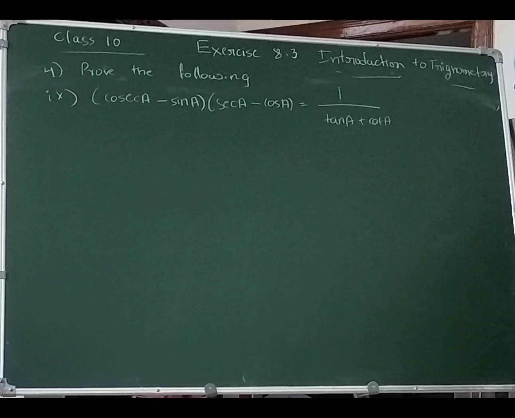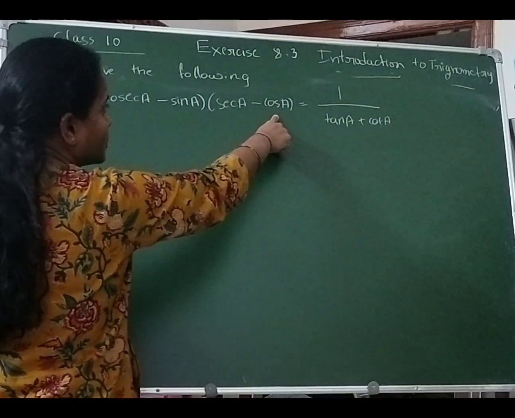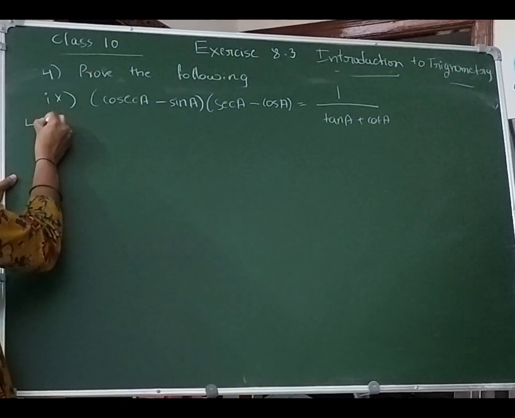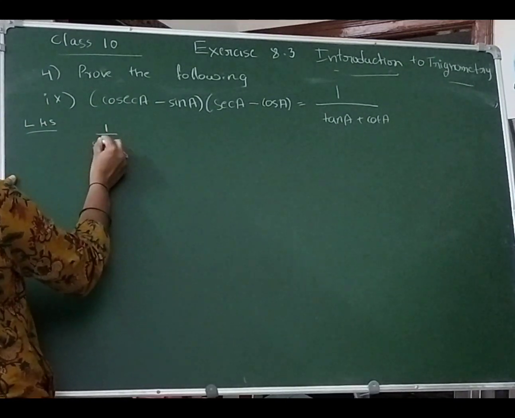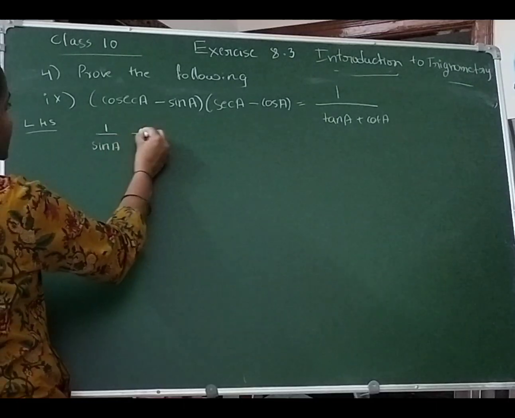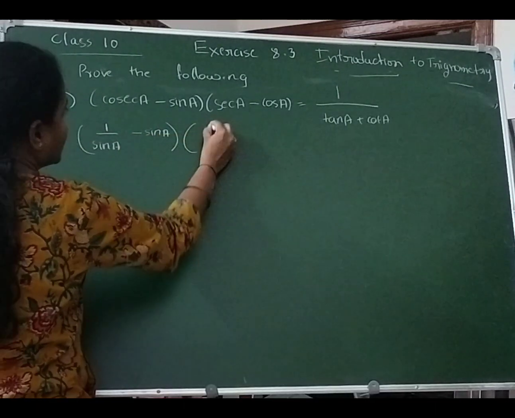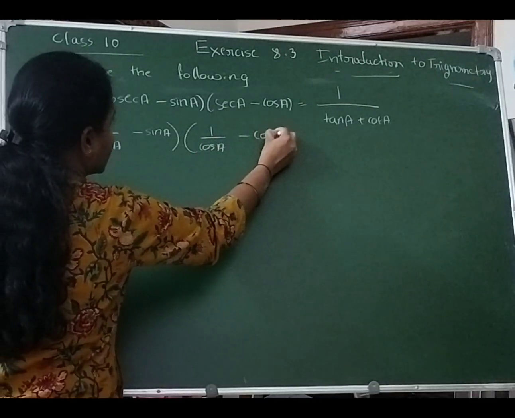So we'll move on to the next question, that is ninth question. That is (cosec A minus sin A) into (secant A minus cos A) should be equal to 1 by (tan A plus cot A). So taking LHS, cosec A in terms of sin A is 1 by sin A minus sin A. Similarly, we'll write secant A in terms of cos A, that is 1 by cos A minus cos A.